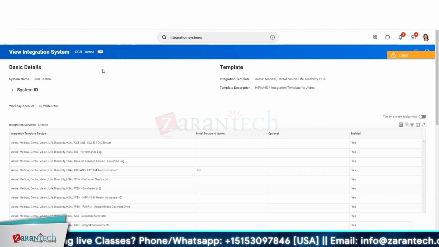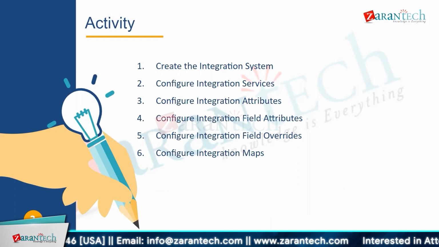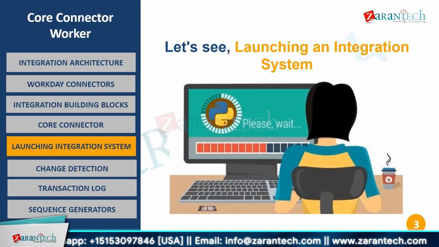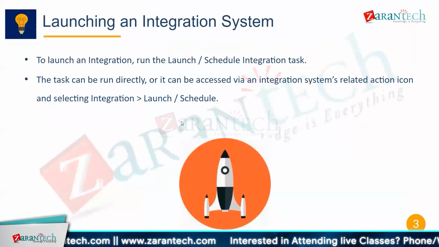All right. So we've created the integration system. We have seen the integration services, the attributes, the field overrides, and how we configure the integration maps. So let's see how we launch an integration system. To launch an integration system, run the launch schedule integration task. This task can be run directly or it can be accessed via the integration system's related actions icon and selecting the integration launch schedule.